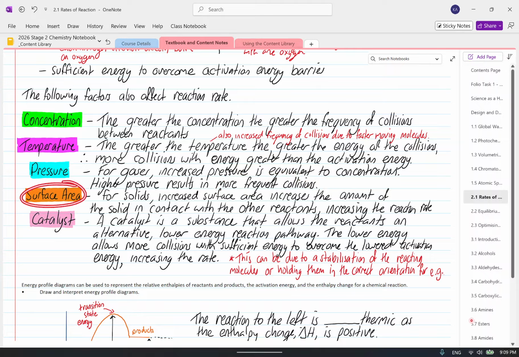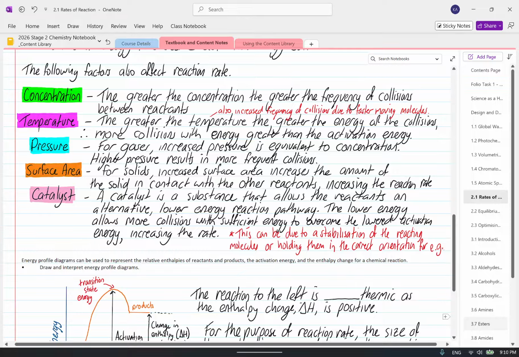Now, when we look at surface area, the previous one, pressure, is more for gases. Surface area is for solids. If you have a solid chunk reacting with some stuff around it, if it's a sphere, for example, there's a whole bunch of our solid in the center that is not coming into contact with our other reactant. If instead we break that up and powder it up, it's going to have a lot more contact with our other reactants, so that will increase the rate.